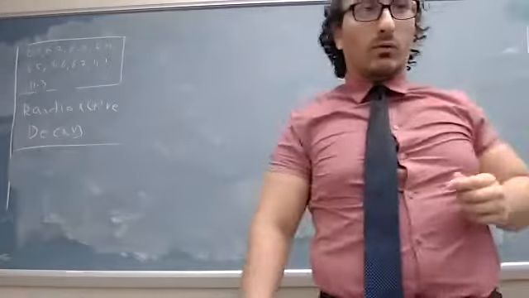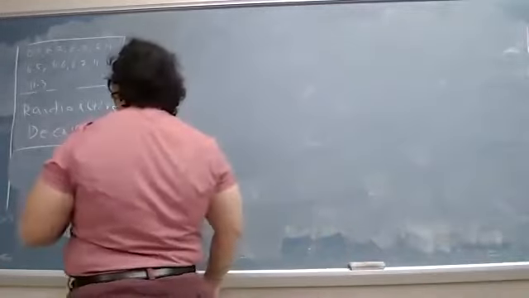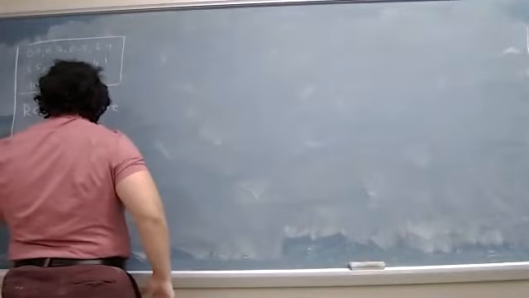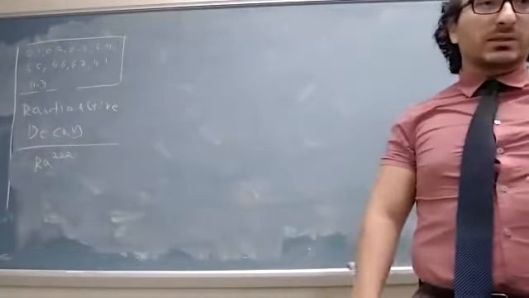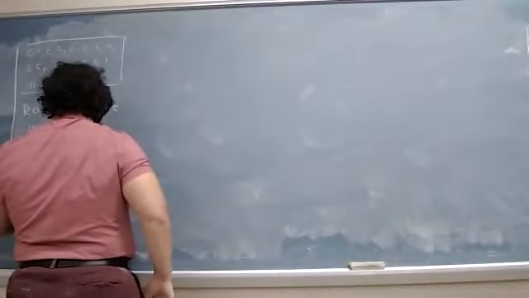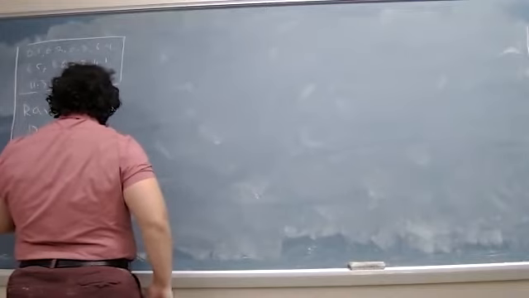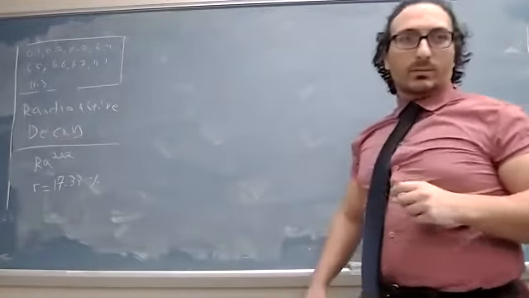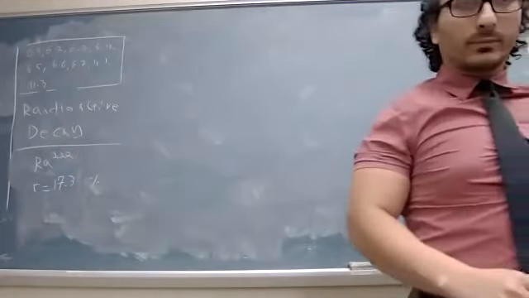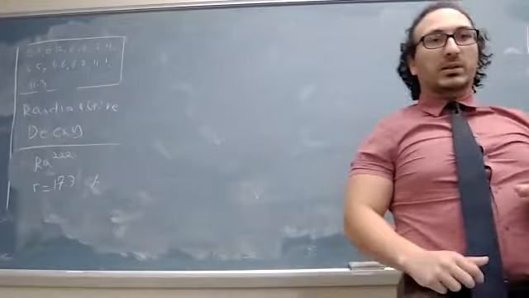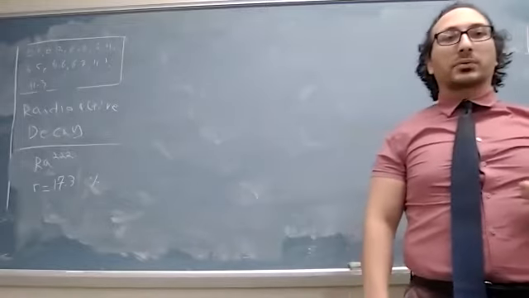Okay, so we have radon 222. It's a type of radioactive element. It decays continuously at a rate of 17.3% per day. So its decay rate is equal to 17.3%. How much will 100 milligrams of radon 222 decay in 3 days?